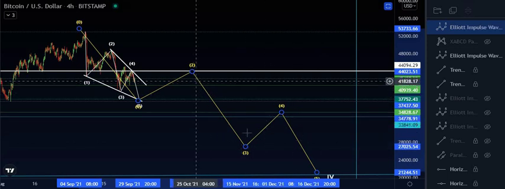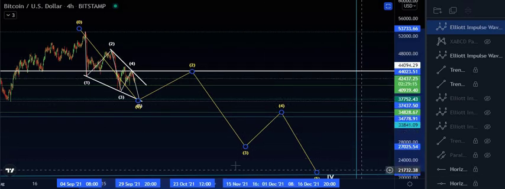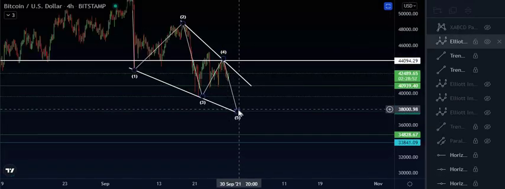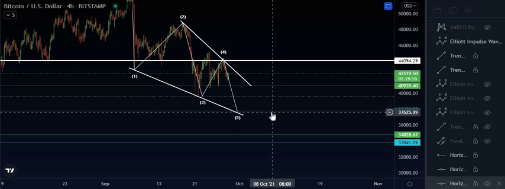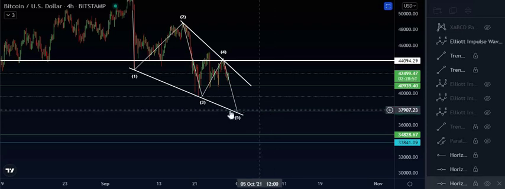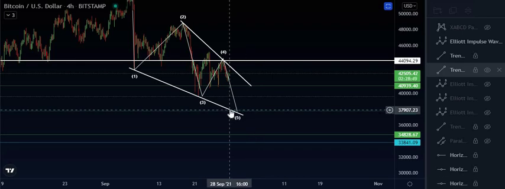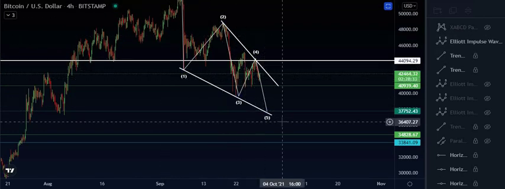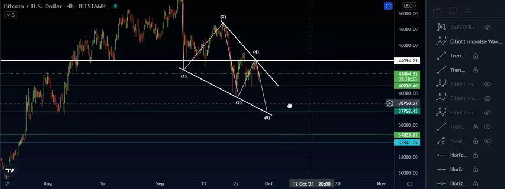So basically it can be an ABC correction or a 5-wave move correction. Both are still in play. I think we're going to get some kind of reaction around the 37 to the 38k range. So this is a very, very important region for you to pay close attention to. I'm going to be looking for long positions around the 38k range, because I think this is a leading diagonal. This is what I'm leaning towards, right?